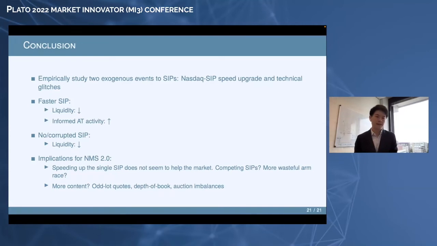And in terms of more content, for example, I mentioned that for the National Market System 2.0 proposal, they're trying to include more content: odd-lot quotes, depth of the book, and auction imbalances. But unfortunately, I don't think my paper can speak on that matter. But in general, I think we should carefully think about the market data design and its possible implications for the market. Yeah, that's pretty much my presentation.